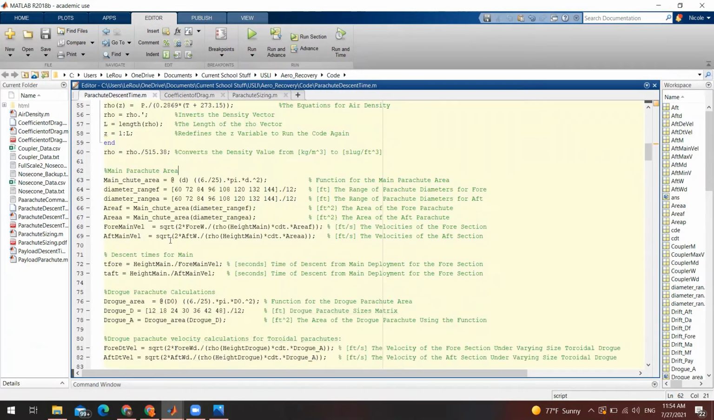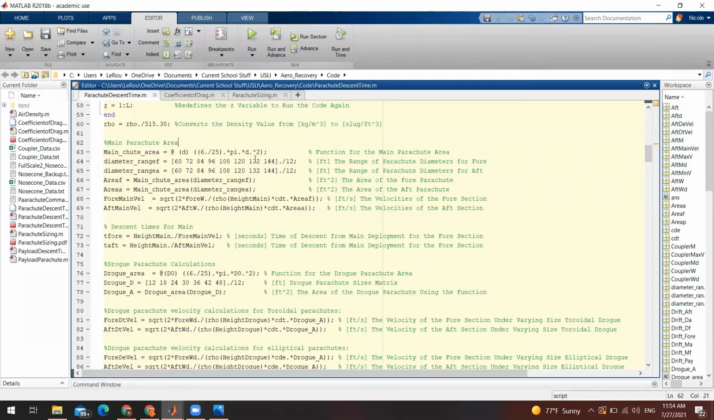So now we want the main parachute area. This actually is a function. It's all of the ranges of parachute I could use. This is how we decided what size parachute to use. The purpose of this code was also to help decide the size of the parachute that will keep us within all of those requirements.